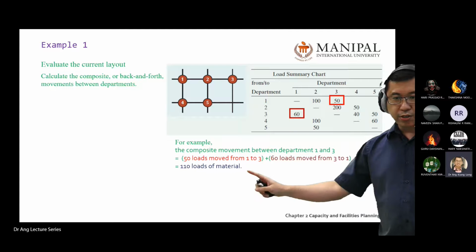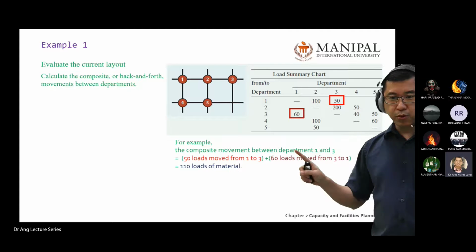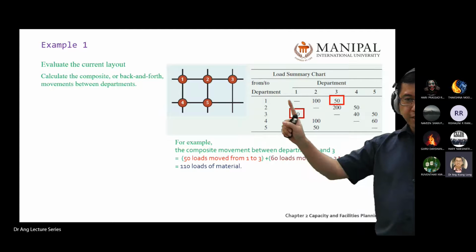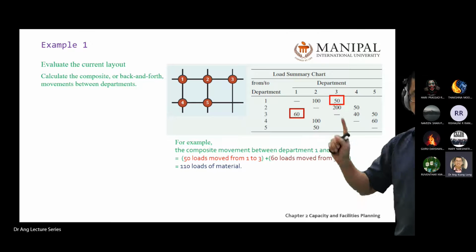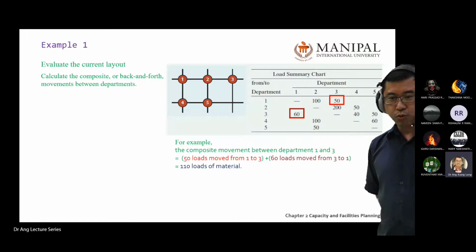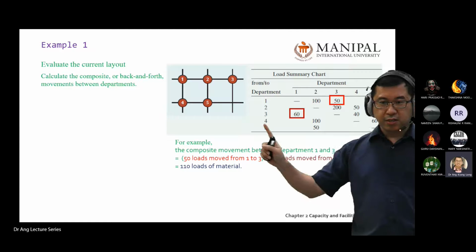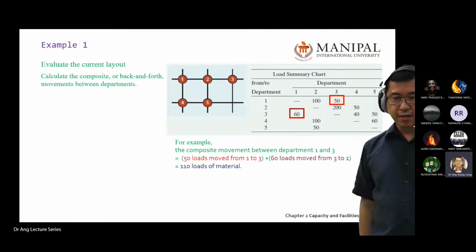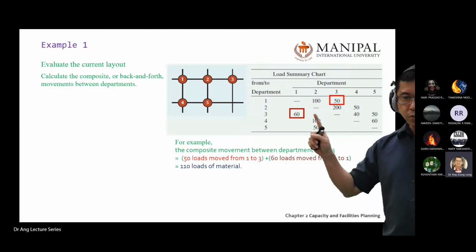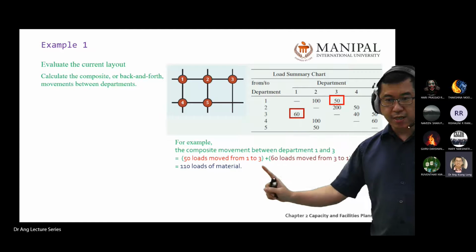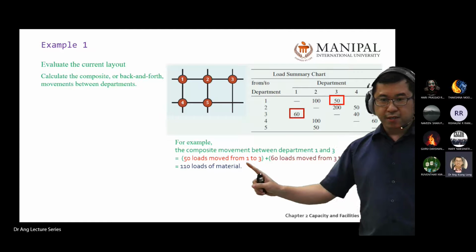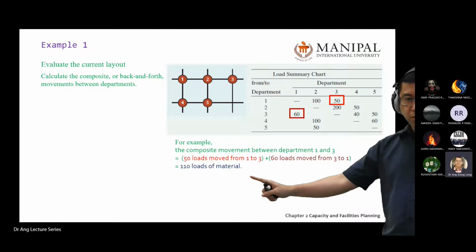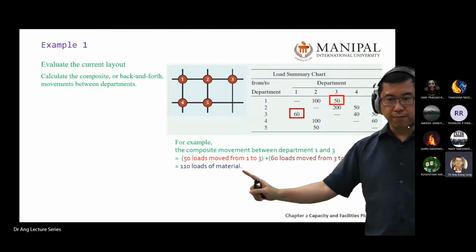If the question asks you to find composite movement between department 1 and 3, how do you find it? You read from 1 to 3, you get 50. Imagine the item sent back to department 1, 3 back to 1, you get 60. Composite movement, combine the two, 50 plus 60. I highlight with different color here. From 1 to 3, you get 50. From 3 to 1, you get 60. Total 110 loads of material.